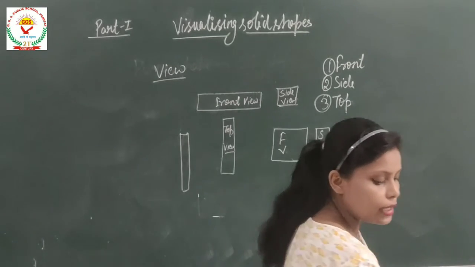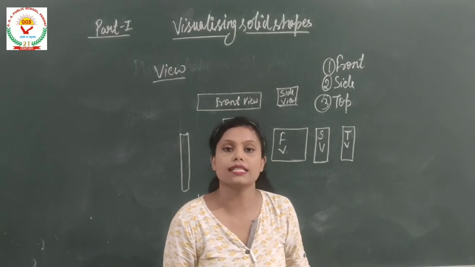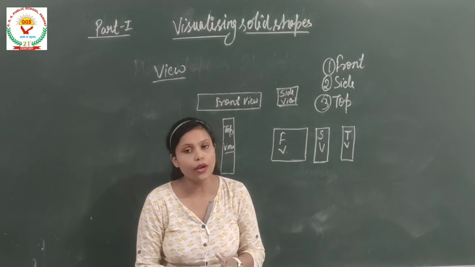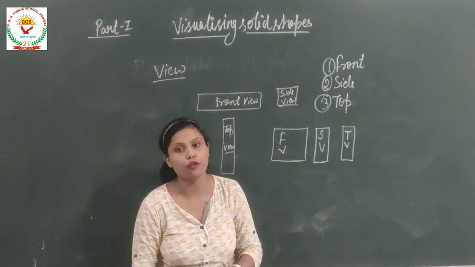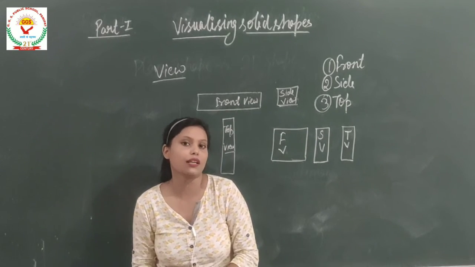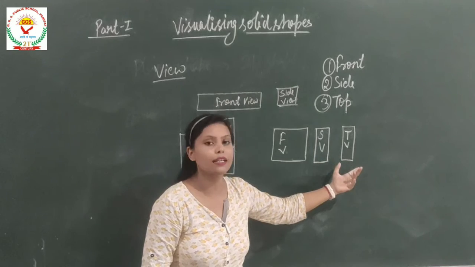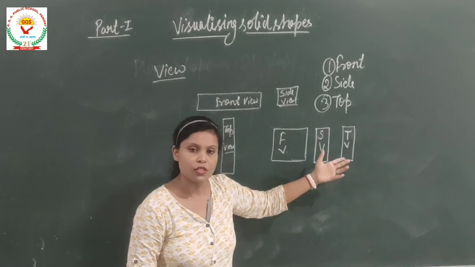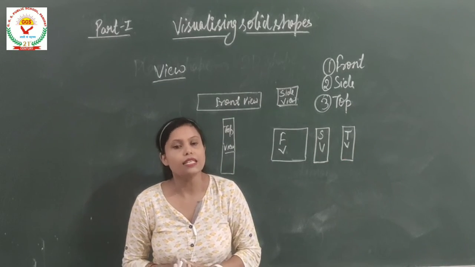So all the questions of exercise 10.1 are based on these types of views. So you can easily find out how the object looks from front, side and top view. Alright. So try the exercise 10.1.